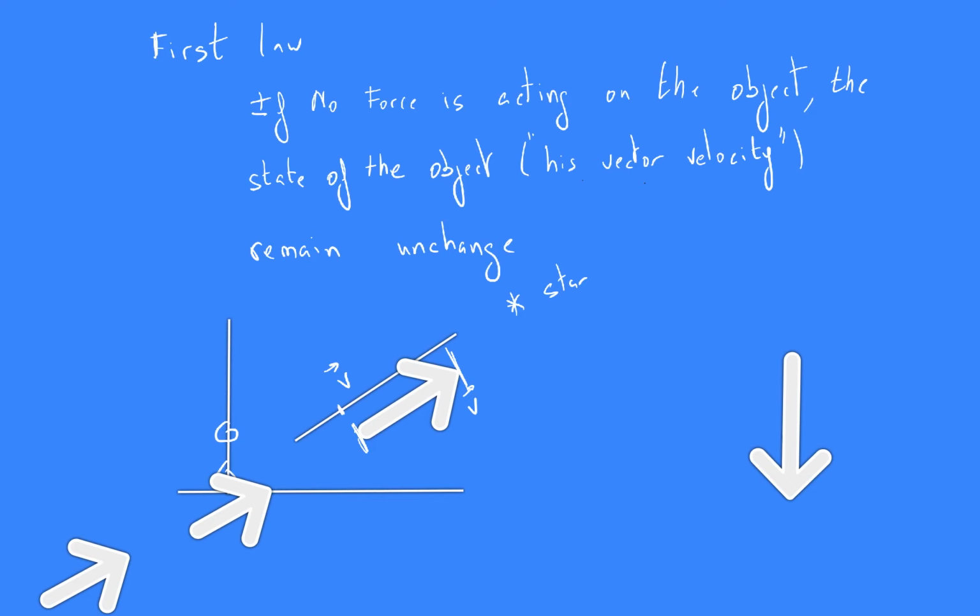So the first law says, if no force is acting on the object, the state of the object, its velocity vector, remains unchanged. So if you see an object moving with constant velocity, meaning the magnitude of the velocity is fixed and the direction of the velocity never changes, you say this is happening because nothing is acting on the object. So let's go to the second law.